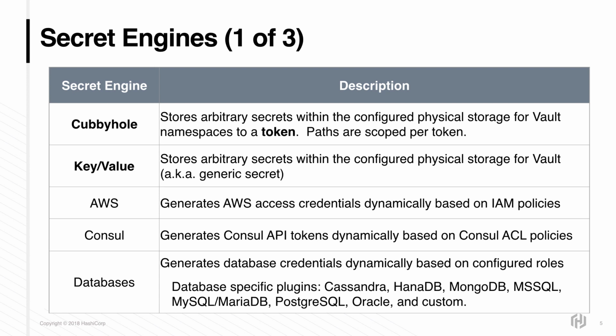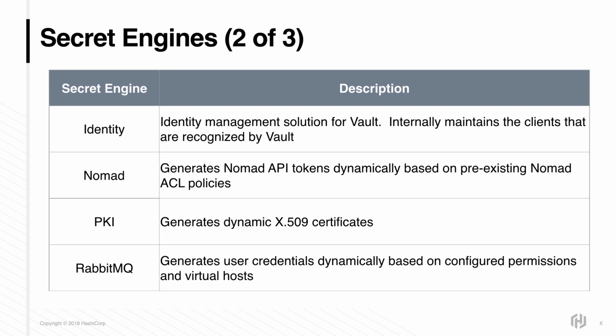Database secret engines generate database credentials dynamically based on configured roles. This secret engine has database-specific plugins for Cassandra, HanaDB, MongoDB, Microsoft SQL, MySQL, MariaDB, PostgreSQL, Oracle, and Custom. Identity secret engine is the identity management solution for Vault that internally maintains the clients that are recognized by Vault. Nomad secret engine generates Nomad API tokens dynamically based on pre-existing Nomad ACL policies.